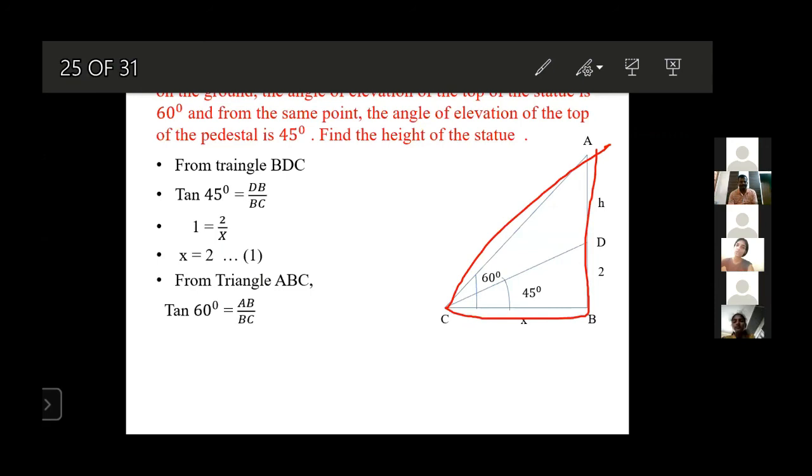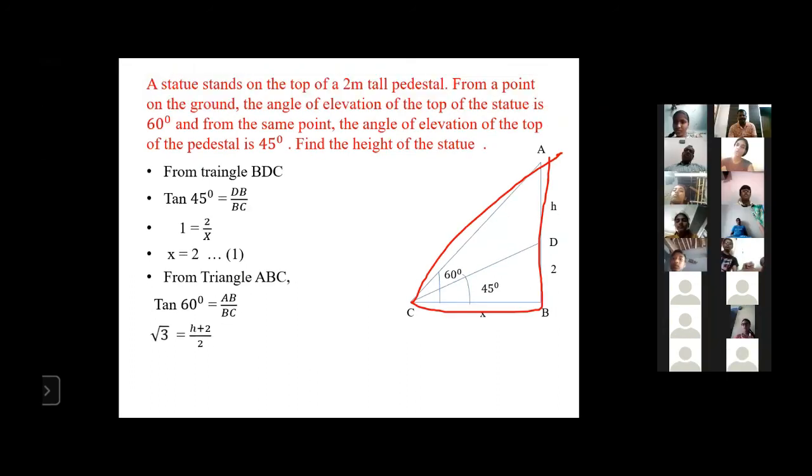Root 3 is equal to AB by BC. AB is equal to AD plus BD, which is h plus 2. Here we write h plus 2 by BC, and BC is x, which we got as 2 from the first equation. We write 2 here.